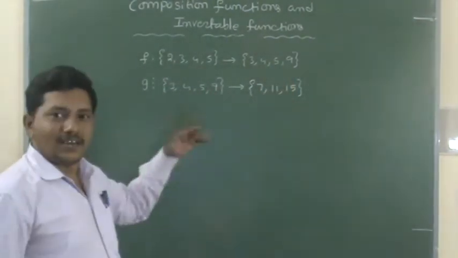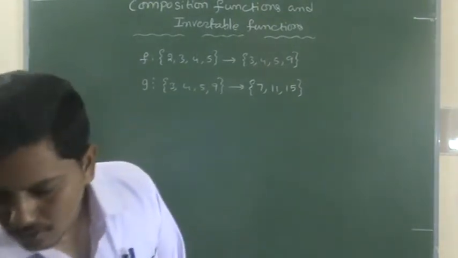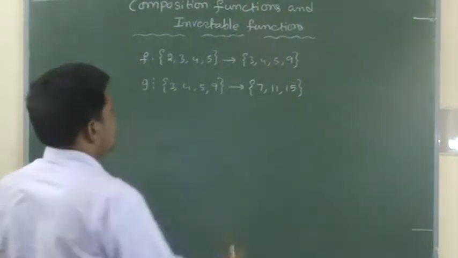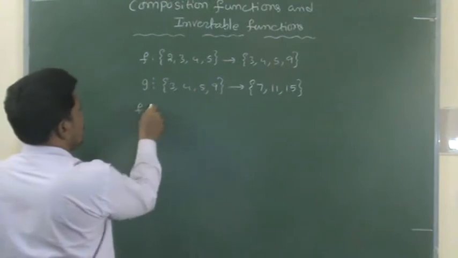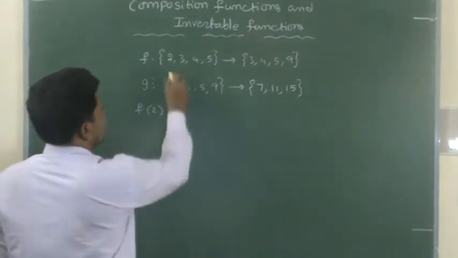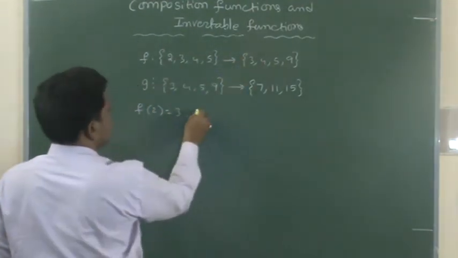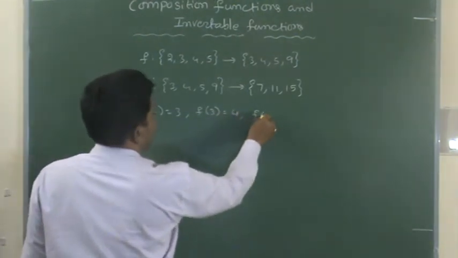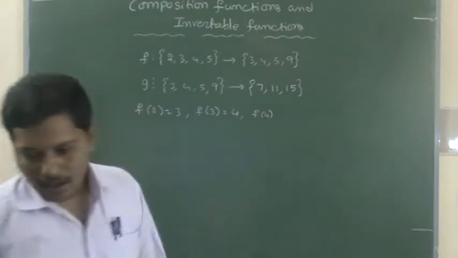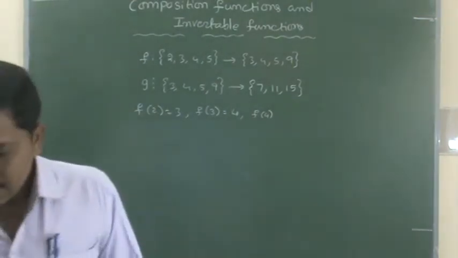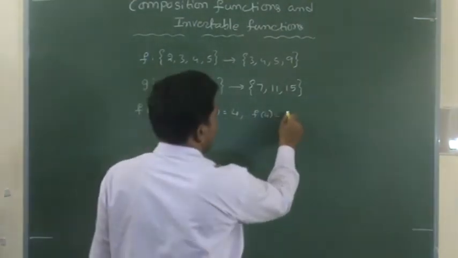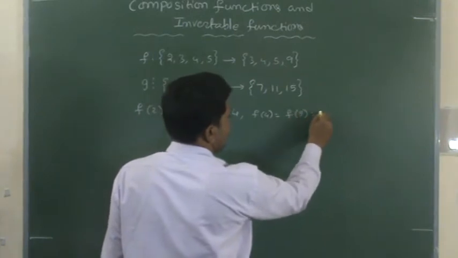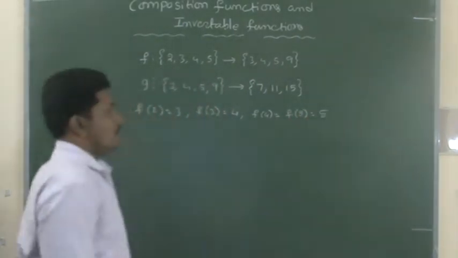This is the function already given. Now the function F is defined like this: f of 2 is equal to 3, f of 3 is equal to 4, and f of 4 and f of 5 are both mapped with 5 only.